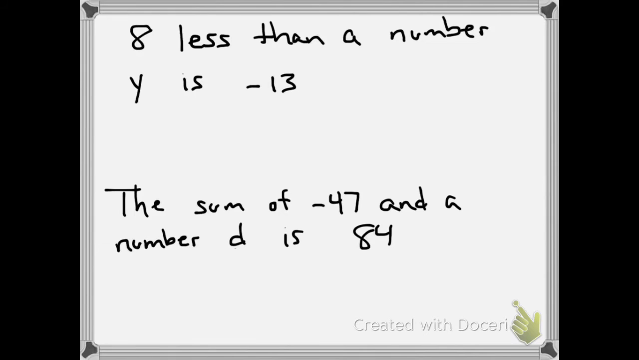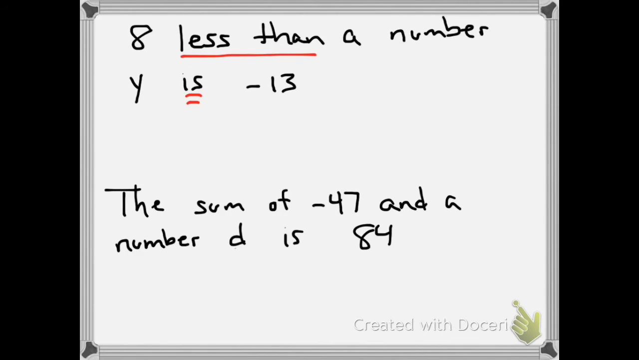All right, now we're going to combine what we did from a previous lesson where we were translating words into math, and then we're actually going to go ahead and solve this. So we have 8 less than a number is negative 13. 8 less than a number y is negative 13.